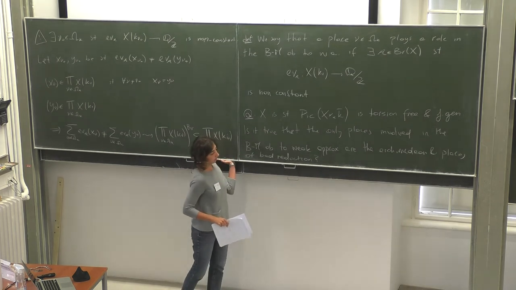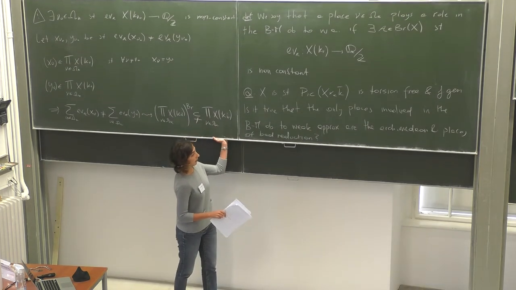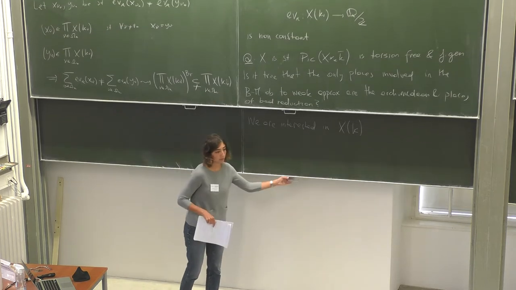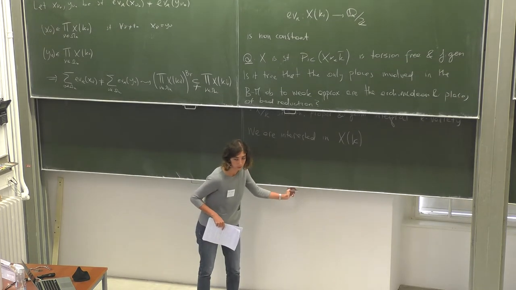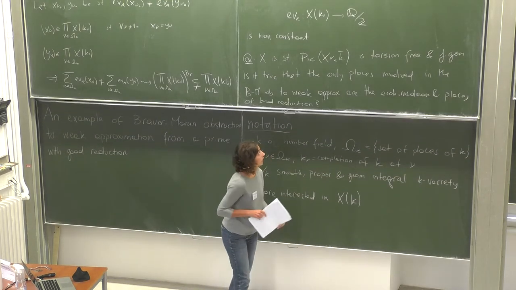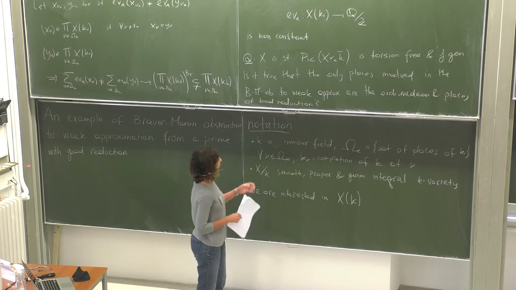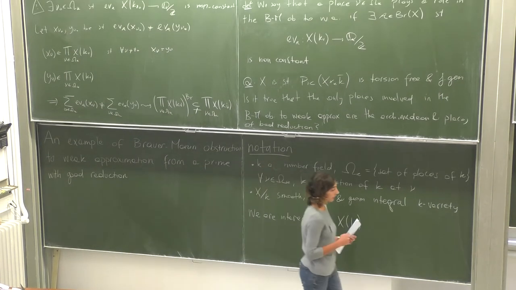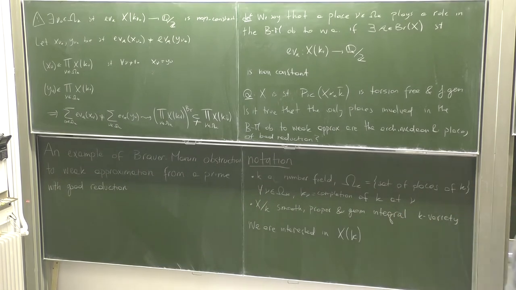He was asking whether one has control over the places that might be involved in this Brauer-Manin obstruction to weak approximation. And yes, there was a need to add this condition on the Picard group, because otherwise it was known that the answer was negative.